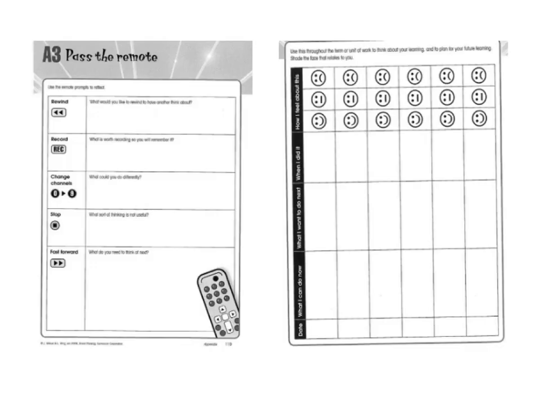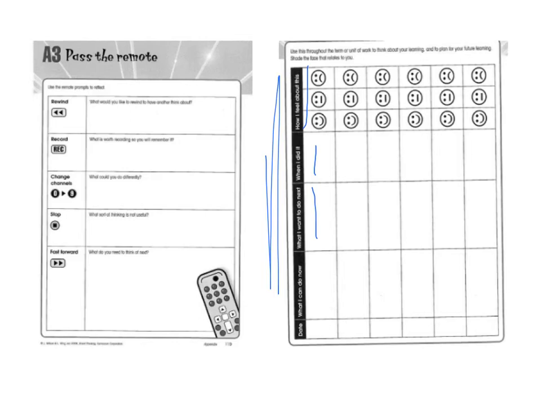Here are another two examples that you could use. On the right is a simple rubric. What can I do now? What do I want to do next? When I did it, how did I feel about this? Using simple emoticons that students can circle.